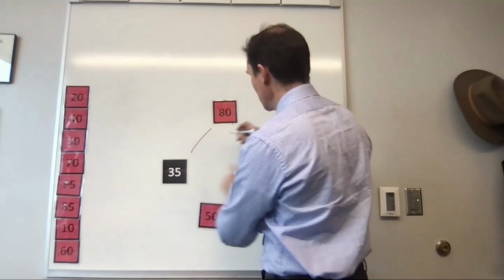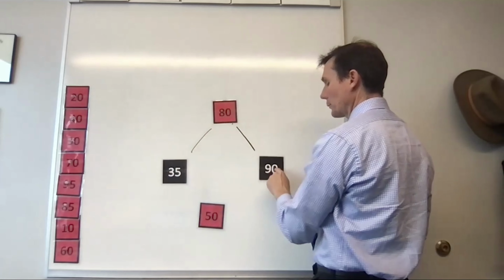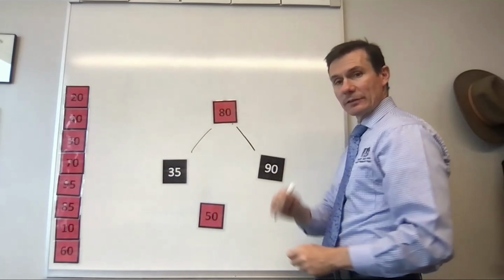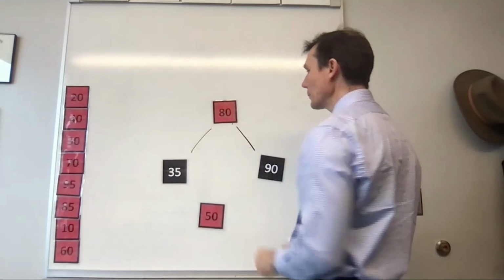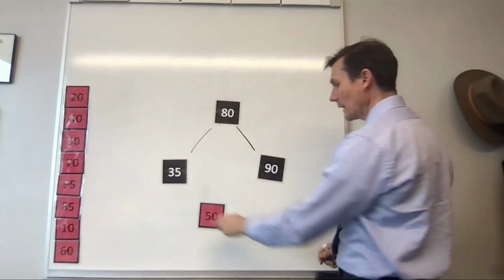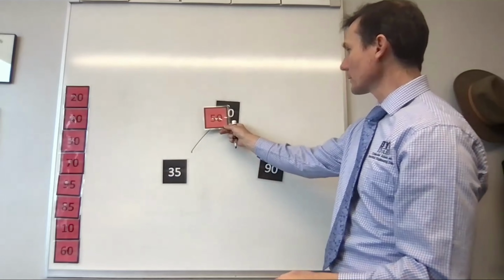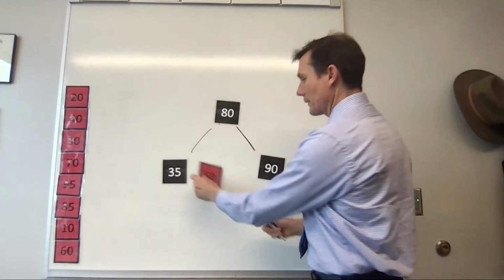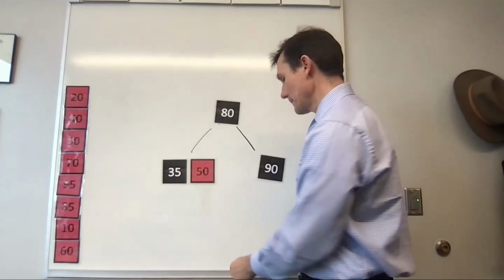And now I have 1, 2, 3, 2-3-4 nodes. And that's case 3. And the case 3 is a bump. And then case 1, the node becomes black. And now I'm able to insert it. It goes less than 80, greater than 35. It goes right there. Okay.